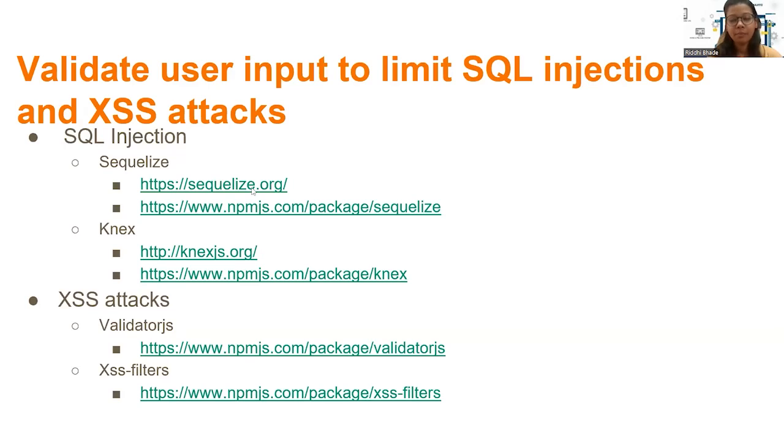So first and very important point is validating user input to limit SQL injections and XSS attacks. As the name suggests, a SQL injection attack happens when a hacker is able to execute a SQL statement on your database. This becomes possible when you don't sanitize the user input from the front end. In other words, if your Node.js backend takes the parameter from the user provided data and uses it directly as a part of a SQL statement, this problem can happen.